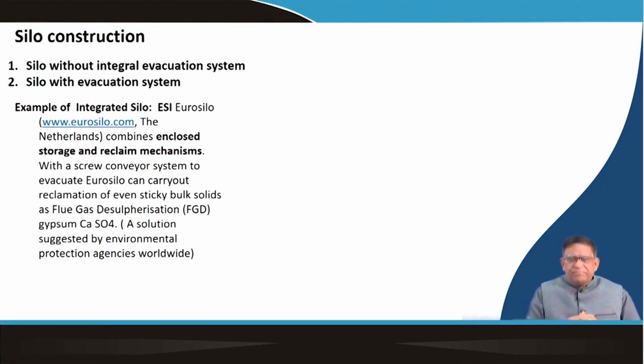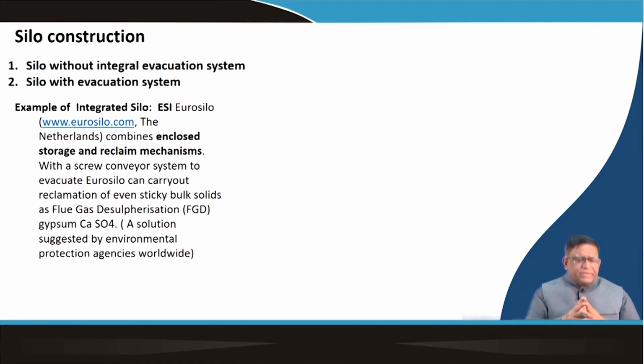But sometimes there could be a flow problem, that is, rat holing or bridging can take place. In those cases, or if a sticky material is not flowing, we can have some integral part which works as a flow aid, and you will get better evacuation.